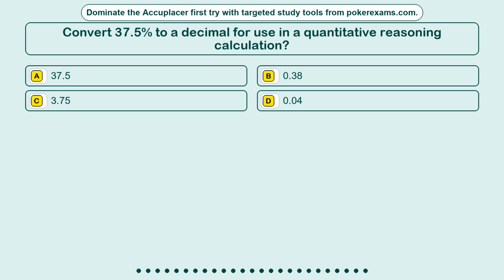Question 4. Convert 37.5% to a decimal for use in a quantitative reasoning calculation. Option A, 37.5. Option B, 0.38. Option C, 3.75. Option D, 0.04.